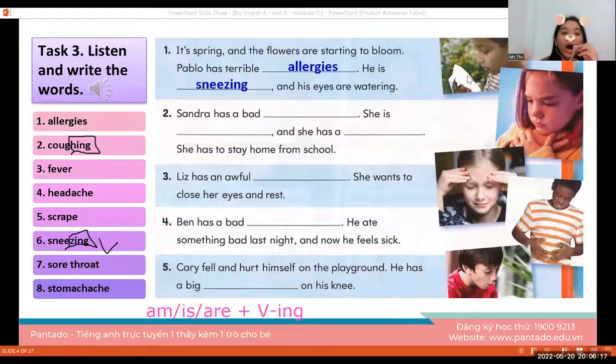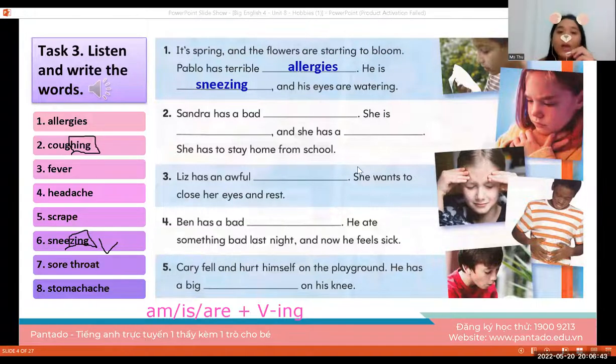Okay, so remember, number two and number six, they are the verbs. For number one, three, four, five, seven, and eight, they are the nouns. So remember, if they are singular noun, you will need to use a, an, the, for example. And then for the plural, you don't have to use those. For example, number one, terrible allergies. So you don't need a, an here because they are in their plural form.